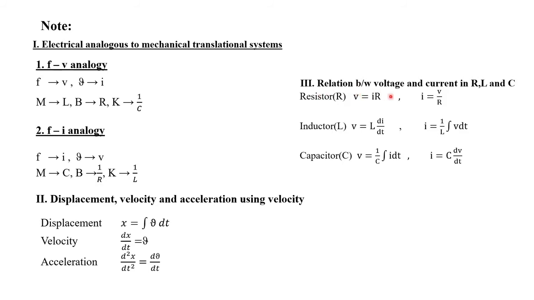Now the relation between the voltage as well as current in resistor, inductor as well as capacitor. This also we studied in the electrical system. Again you have to remember this one, then only we can solve the problems. For each element we can write the voltage value as well as the current value.